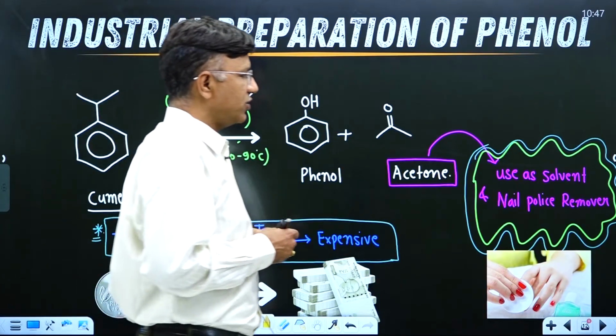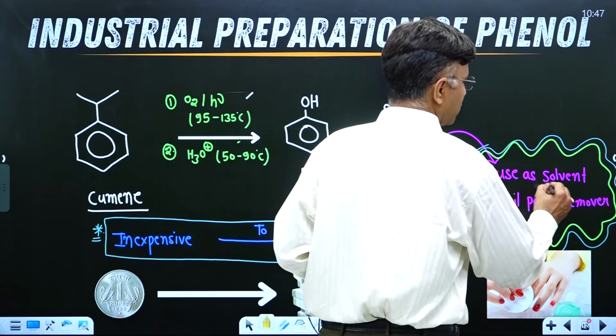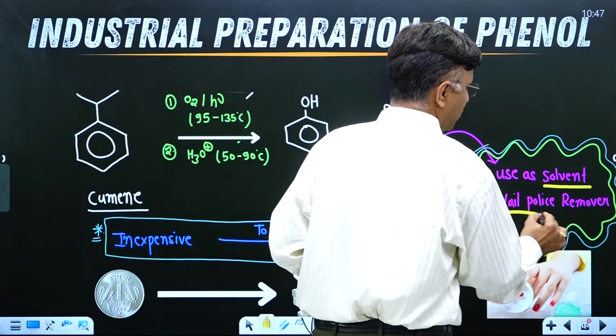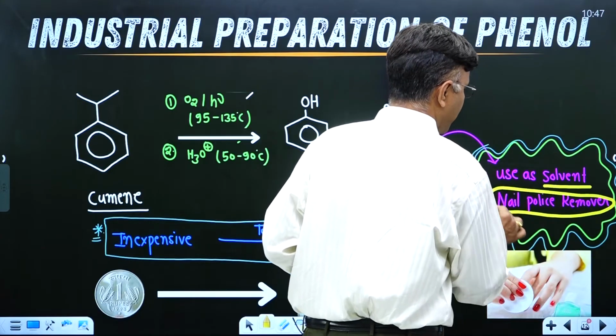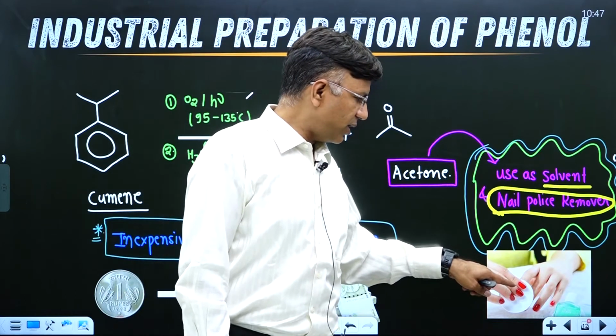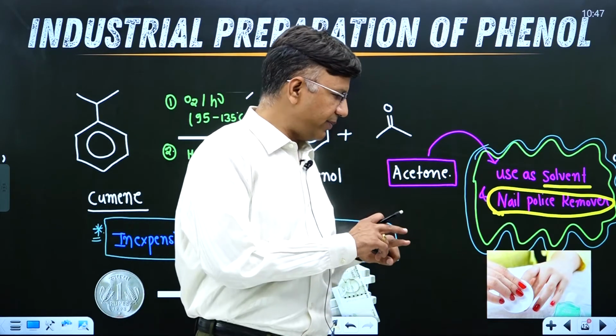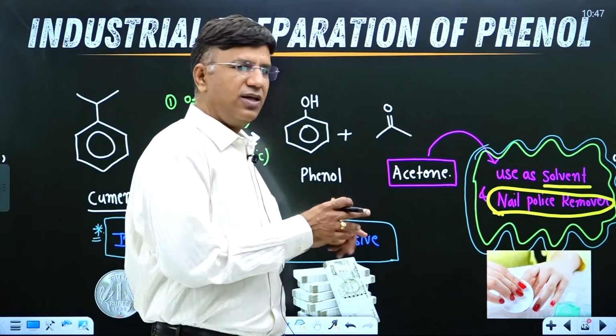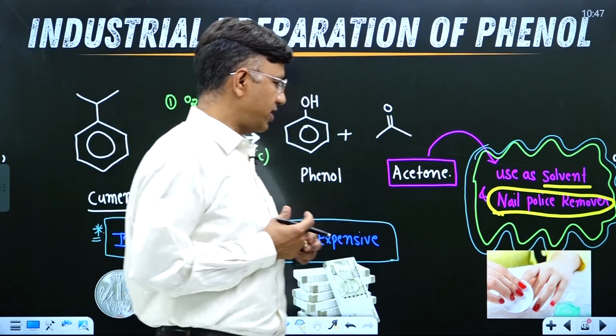Now what is the use of acetone? Acetone is used as a solvent and also used as a nail polish remover. You can see in this picture, the woman is scrubbing, removing the nail polish, and she might be changing the color of her nail polish.